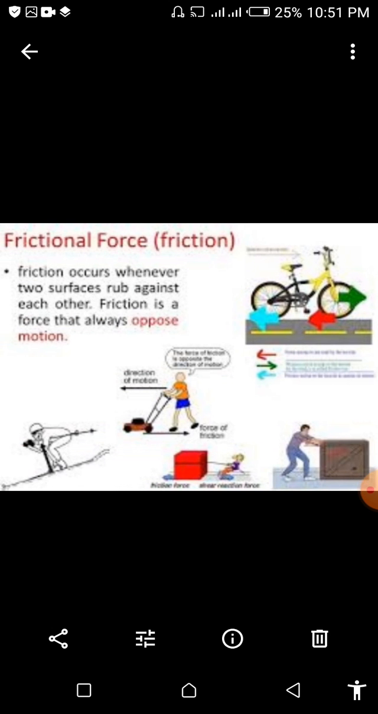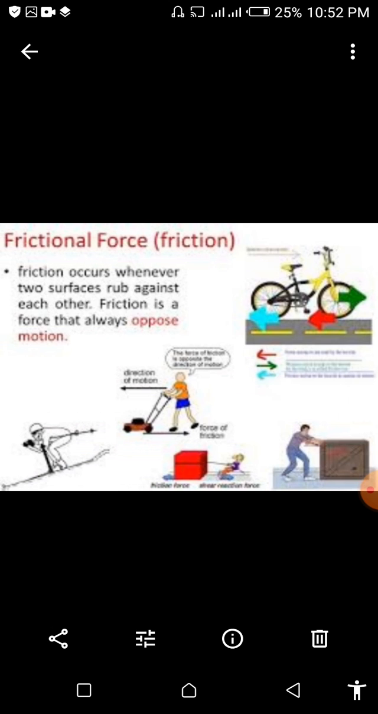Okay, the next topic is friction. What is friction, and what are the advantages and disadvantages of friction? Students, like different forces, friction is also a force that stops or slows down moving objects, and frictional force is produced when two surfaces rub against each other, and this force always opposes motion.